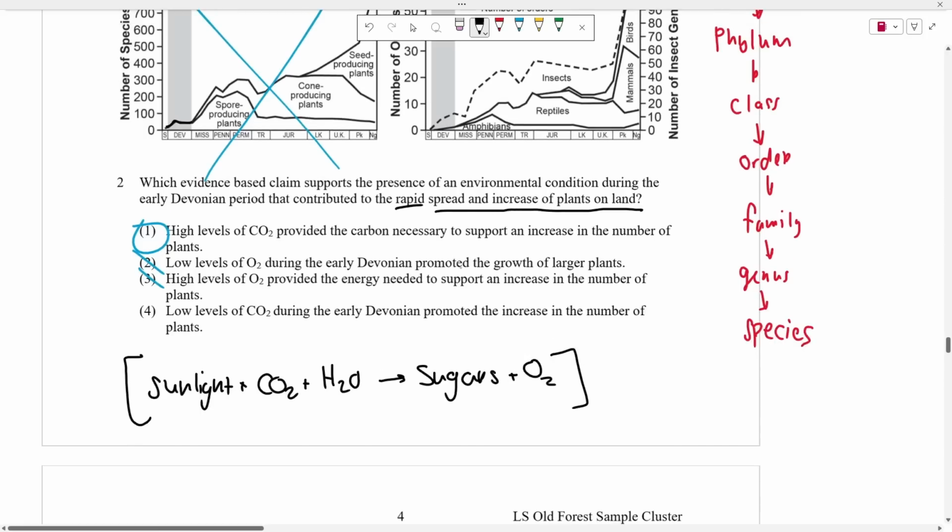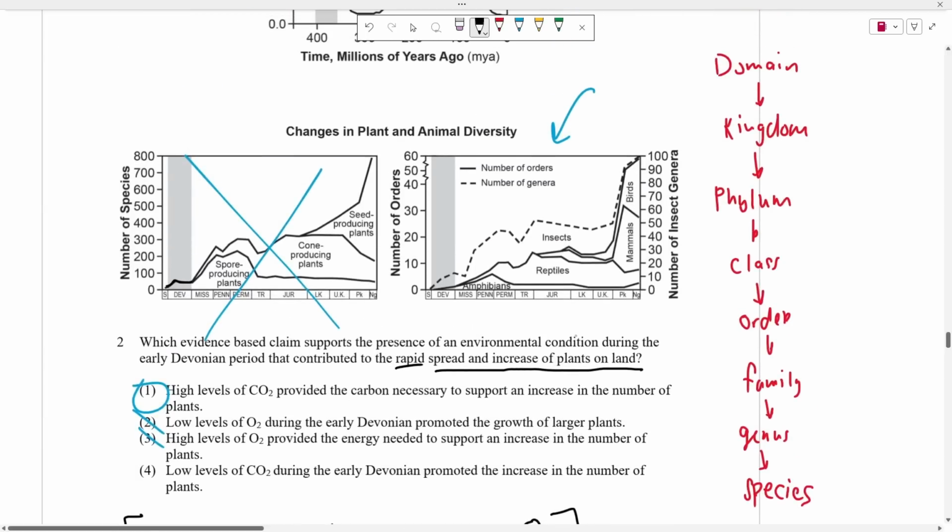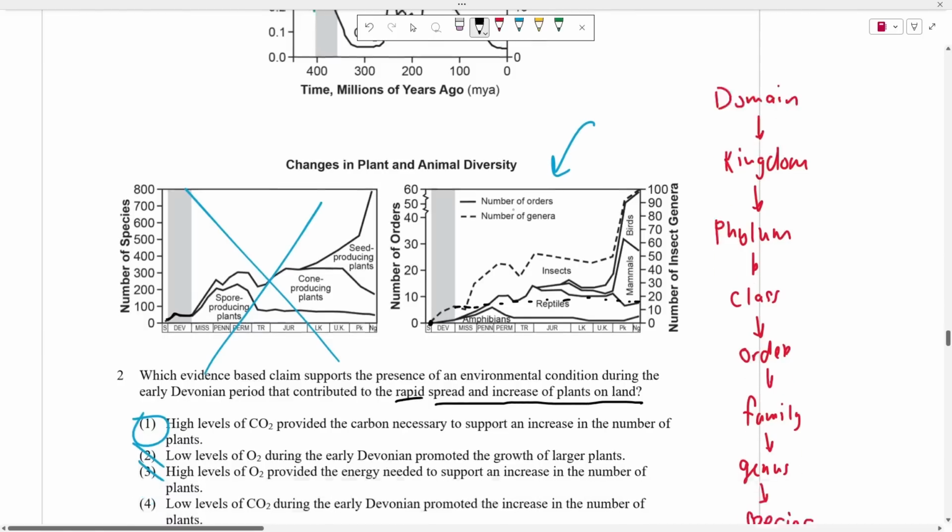Okay, so again, even though I didn't cite the change in oxygen, what I did cite was the change in insect genera. And we can see here how we started off at 0 insect genera, and at the end of the Devonian, we had somewhere around 12 genera or 15 genera, right? So again, the takeaway here is that to get full points on this, you need to cite numbers or a change from at least one of these graphs, okay?